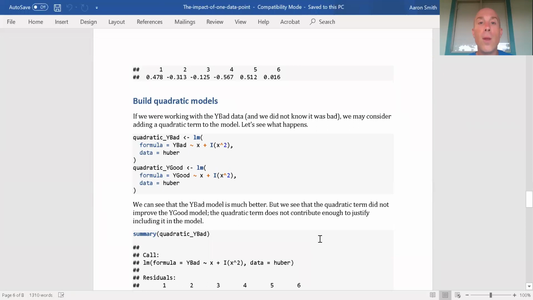All right, so to do a degree 2 term, we have to use the identity function, and then we put our variable to the power of 2, identity variable to the power of 2, and then we put that in our formula, and then we just run it as we did previously. And so we go ahead and do that. We do one for y bad and y good.